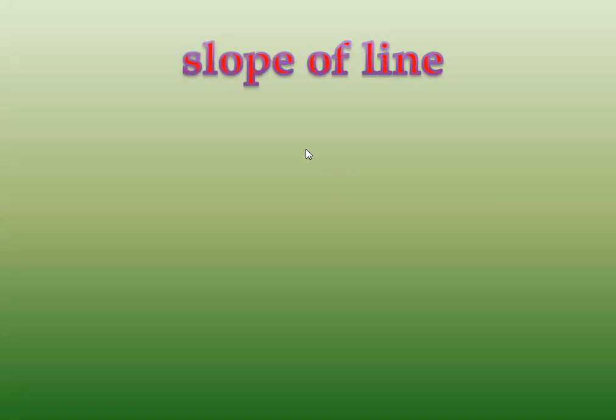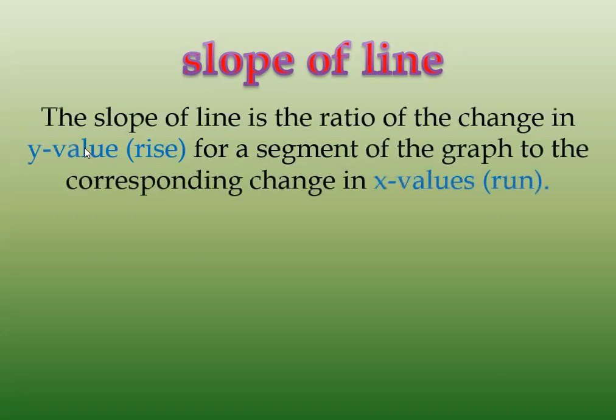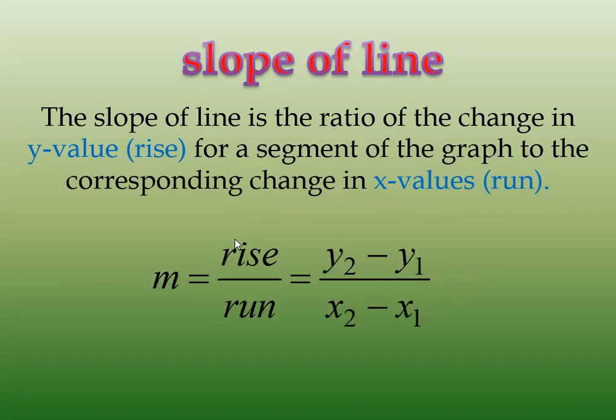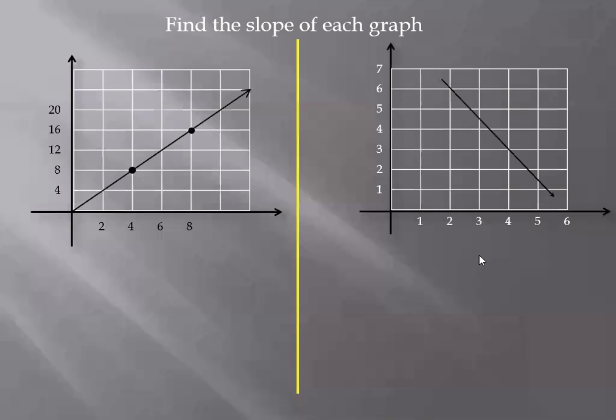The second point which we want to talk about today is the slope. So we want to know the meaning of the slope. Slope of a line is the ratio of change in y value, which we can denote by rise, for a segment of the graph to the corresponding change in x values, which is run. So m represents the slope, equal to rise, which is the change of y, over run, which is the change of x. We can write it as y2 minus y1 over x2 minus x1.